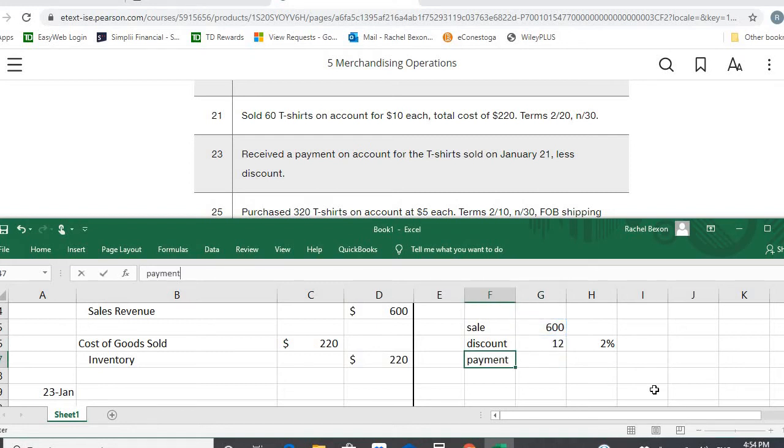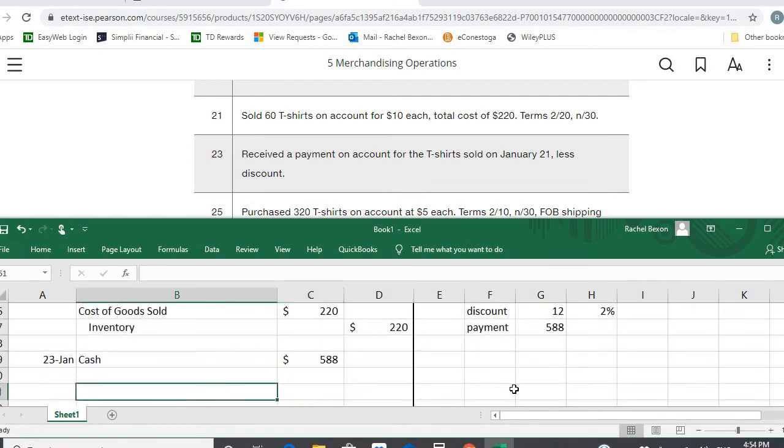So the payment amount will be the discount subtracted from the original sale value. So that is the amount of cash we're going to receive. We're going to get $588 cash, and when we do that, our entire accounts receivable balance will be eliminated because we do not expect to collect that additional $12. We're telling them it's a discount, they don't have to pay it. Now, because this is a sale transaction, we record it in a contra account called sales discounts.